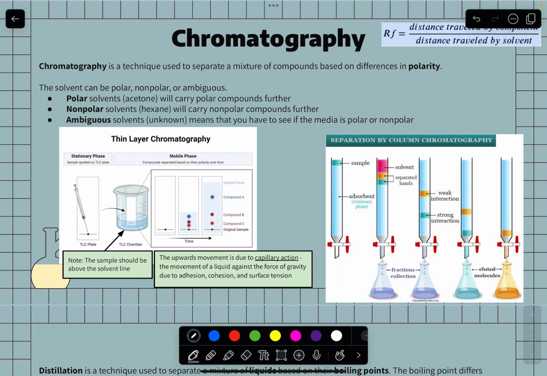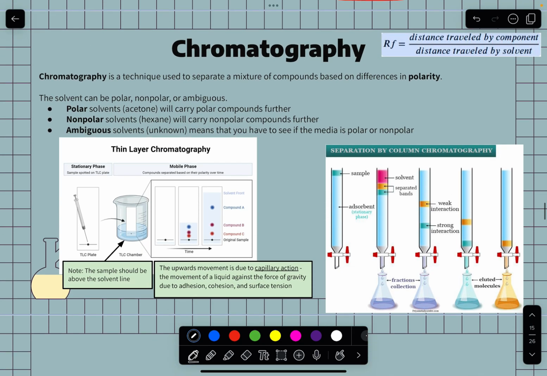Chromatography, again, on-ramps did this. Advanced didn't do this as much. I don't know if you did it at all, but on-ramps definitely did do this. Chromatography is a technique to separate a mixture based on polarities. We're going to use different solvents.